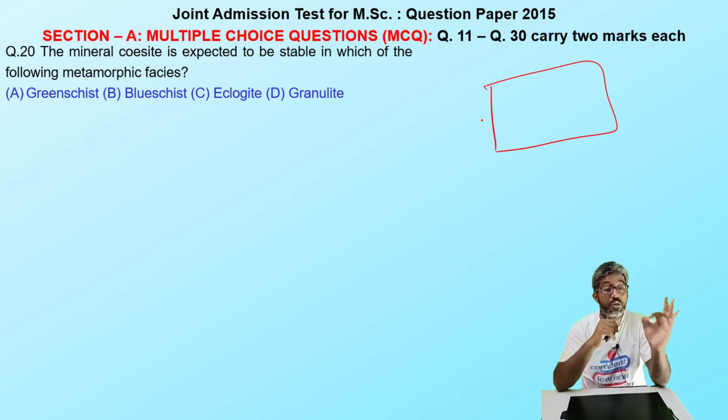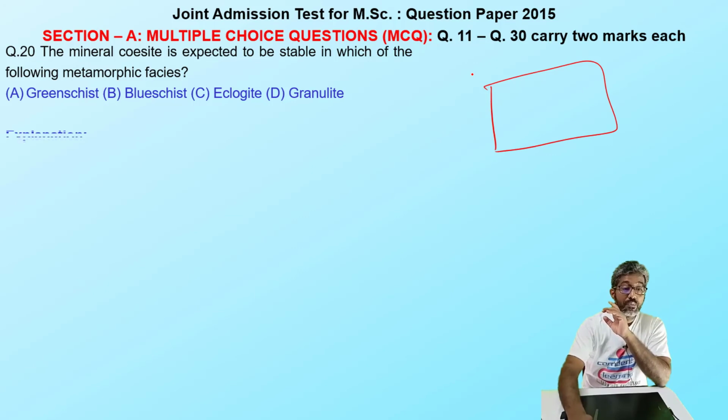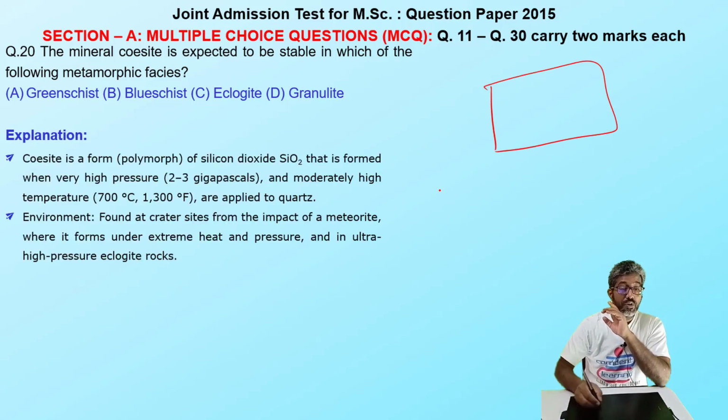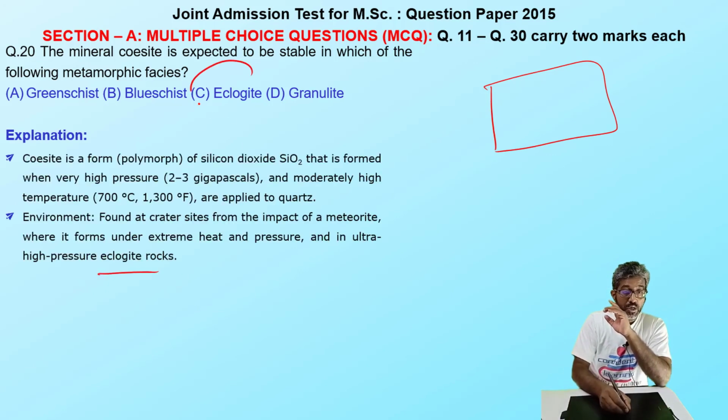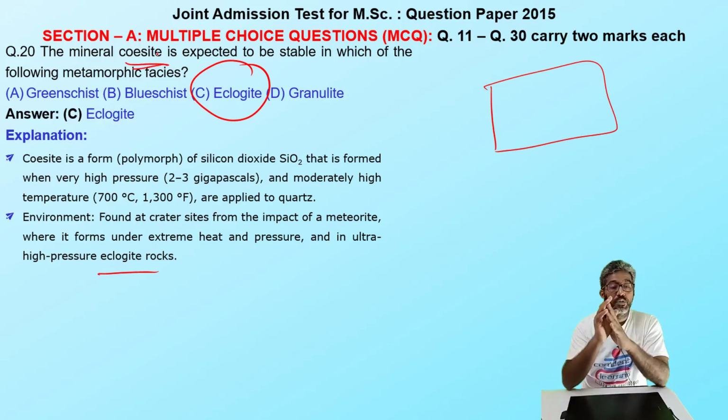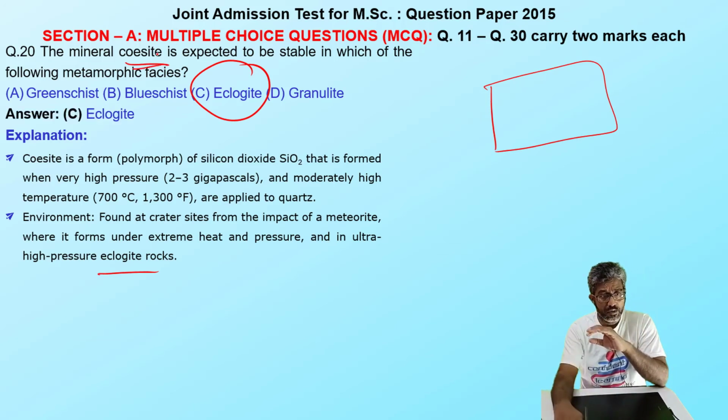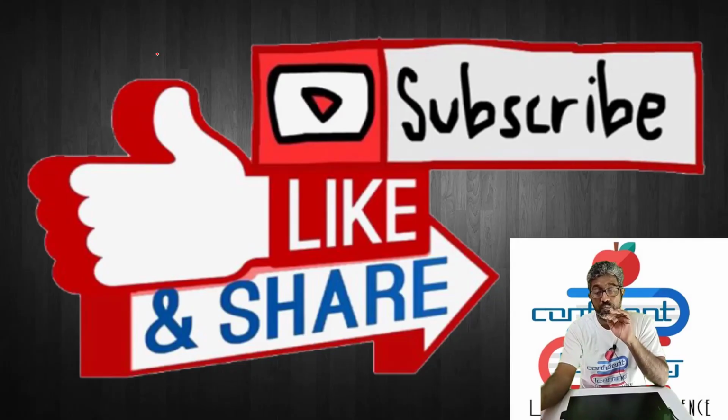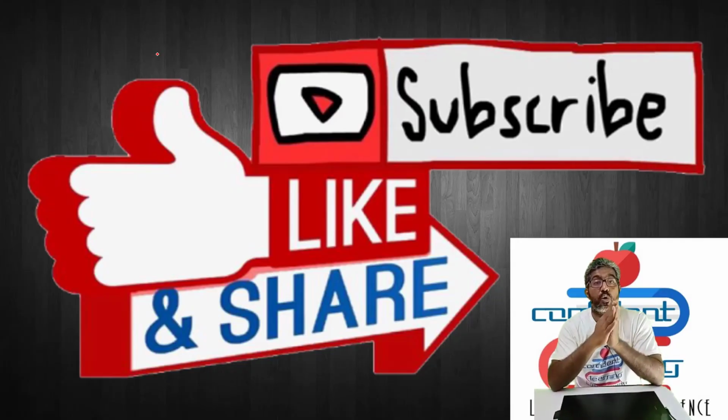So the mineral coesite is expected to be stable in which of the following metamorphic phases? It is very simple, it will come in eclogite phases. So it's a very simple answer, eclogite. Coesite is related to eclogite, so my option is C. And with this I am winding up the MCQ Q11 to Q20.